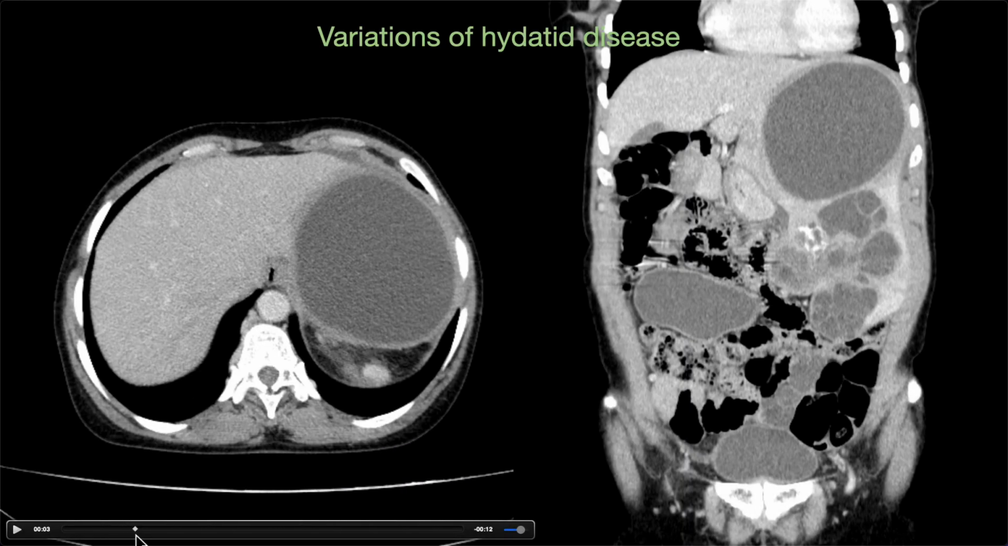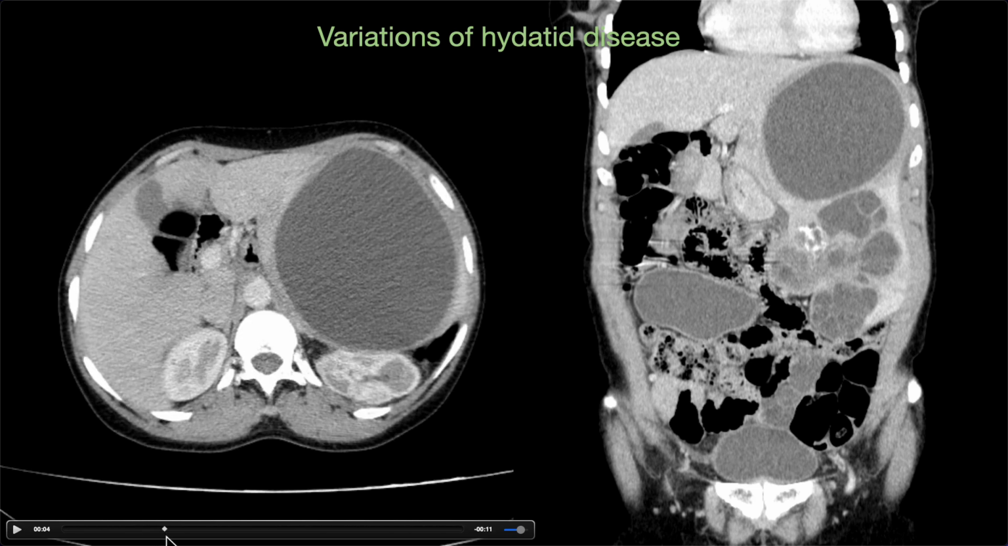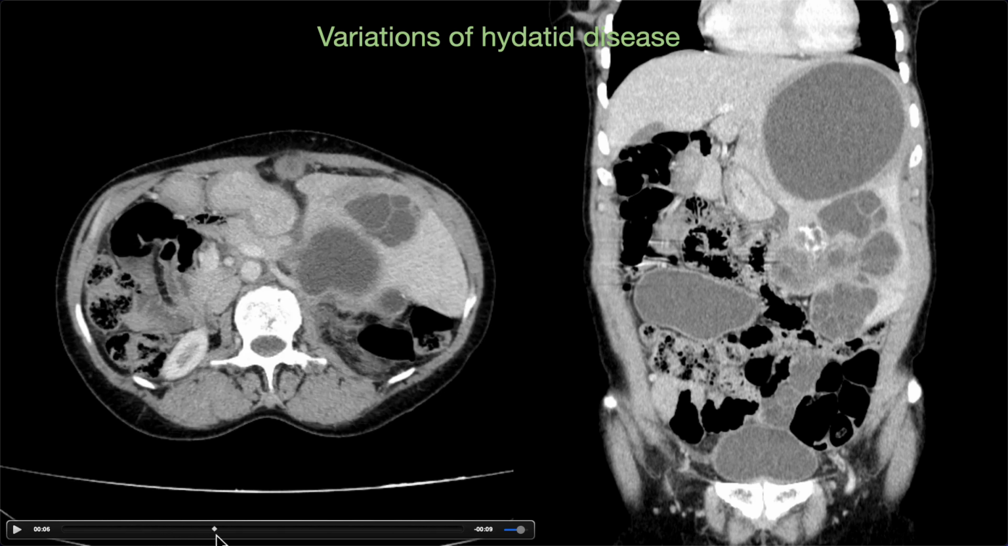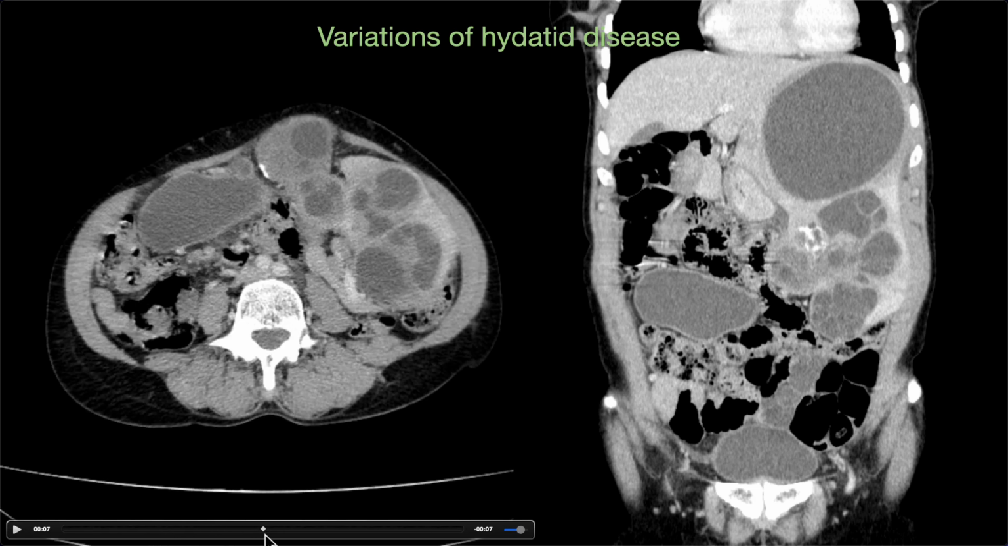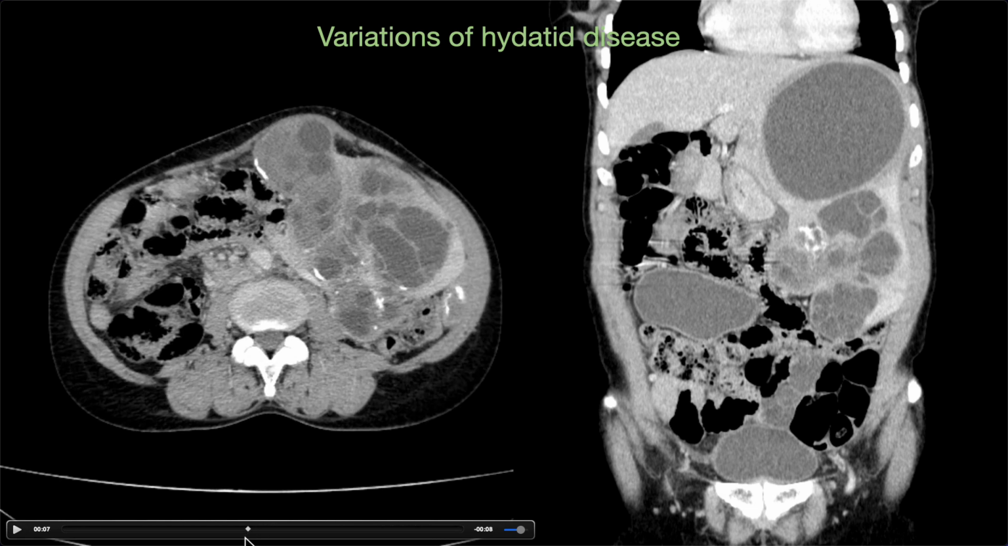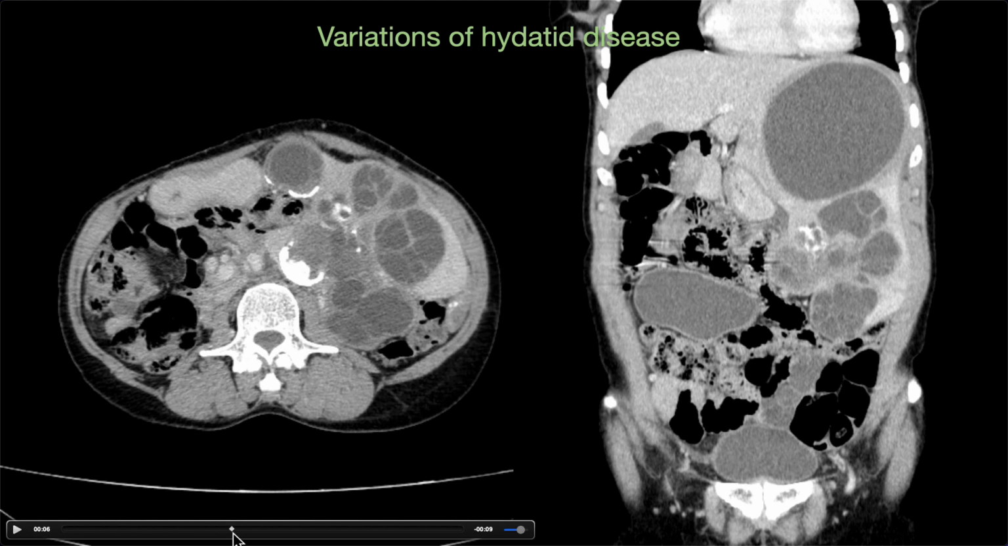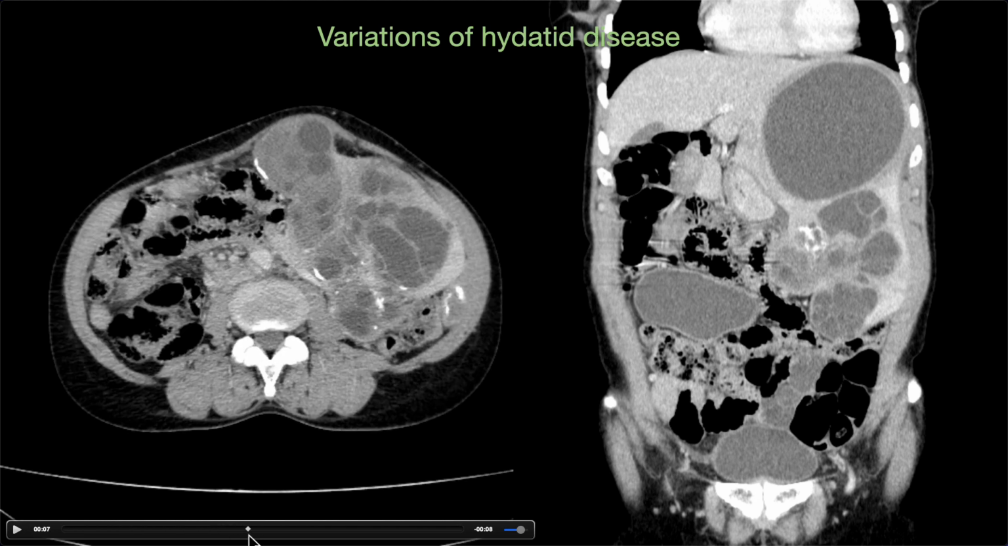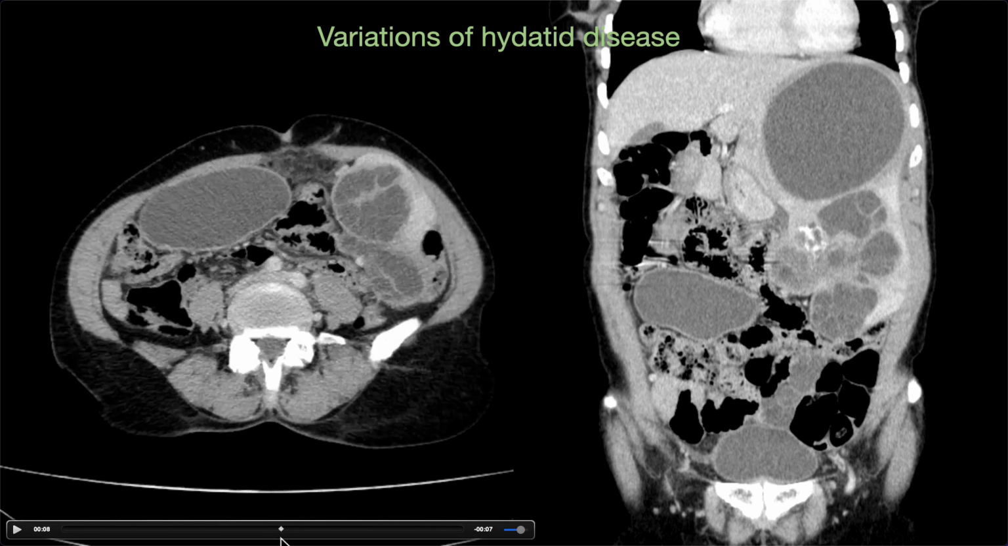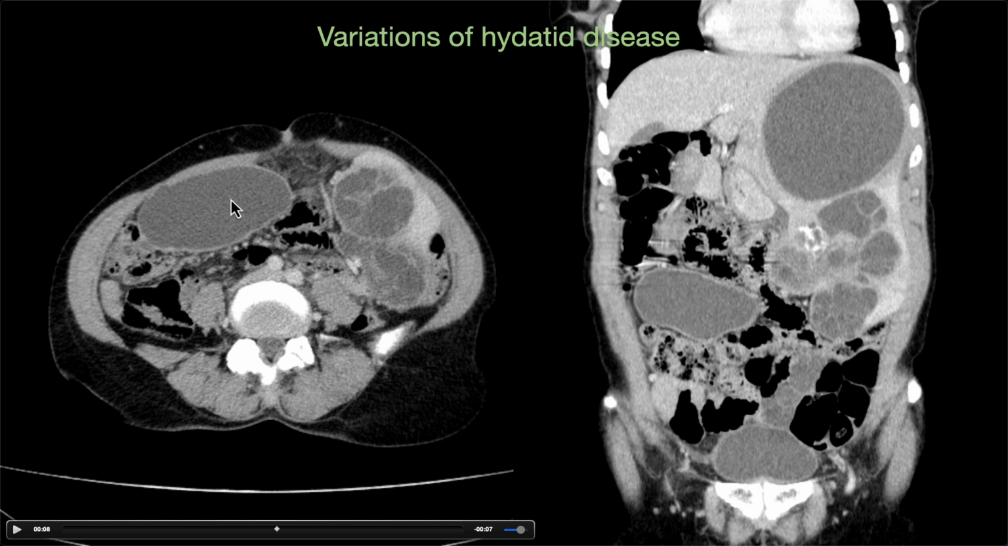Here is another case of hydatid disease where there is a large cyst in the left hepatic lobe, but also multiple more classic cysts filling and expanding the inferior aspect of that left hepatic lobe, several of which have calcification or that typical daughter cyst or septated appearance. And then there's also a unilocular cyst within the peritoneal cavity.